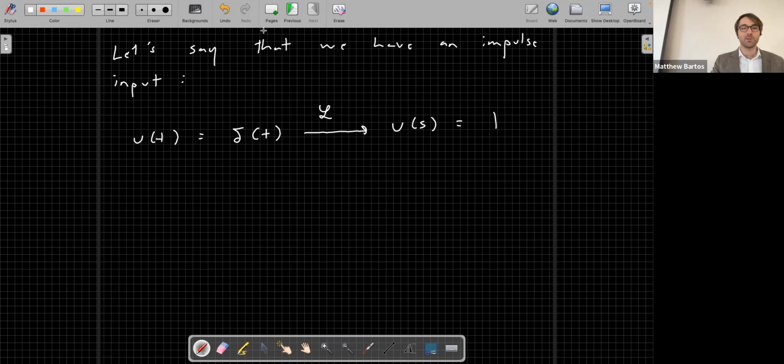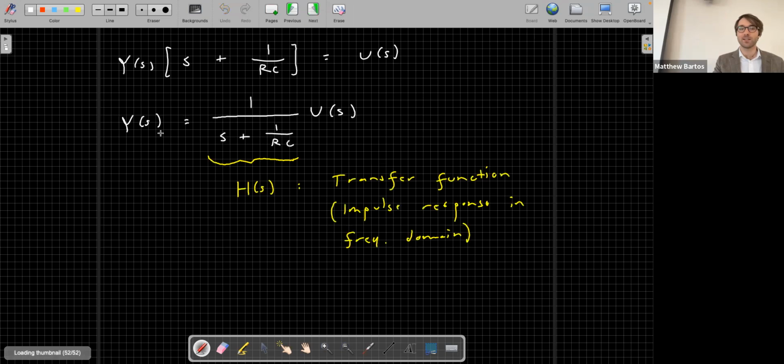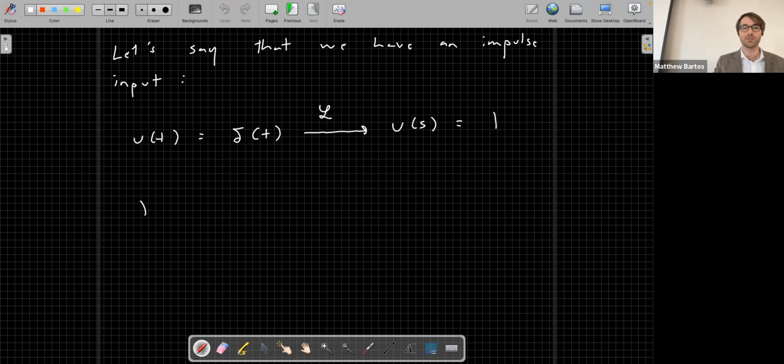Okay, so from before, we have that Y(s) is equal to 1 over (s plus 1 over RC) times U(s). Our U(s) now just becomes 1. And so we get that the response, Y(s), in the frequency domain is equal to 1 over (s plus 1 over RC), because we've just multiplied by 1 here. That's our input. So let's see if we can take this response and convert it back to the time domain to see it in a more interpretable form.